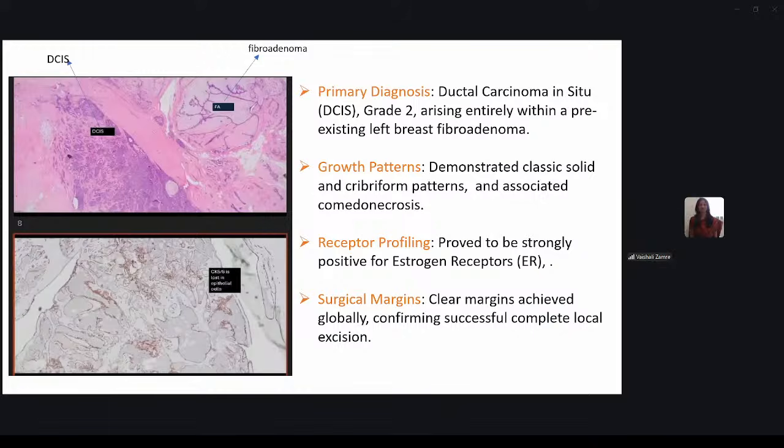Okay. It would be very interesting to see ER in this case. So, what is it? It is strongly positive for ER. Okay.